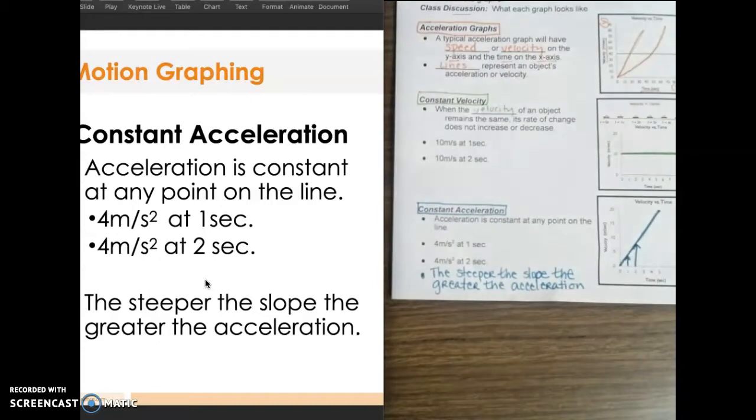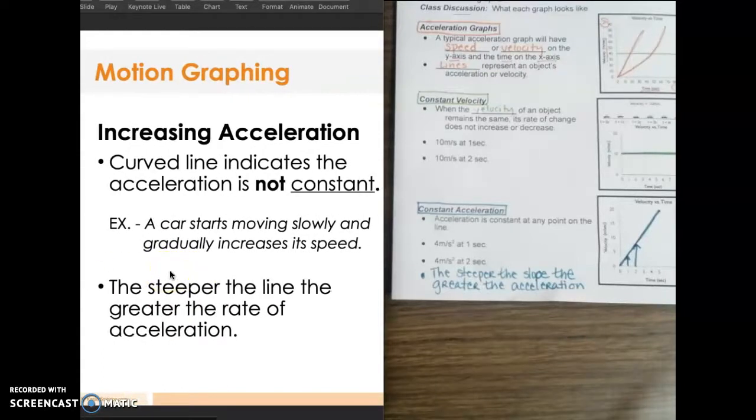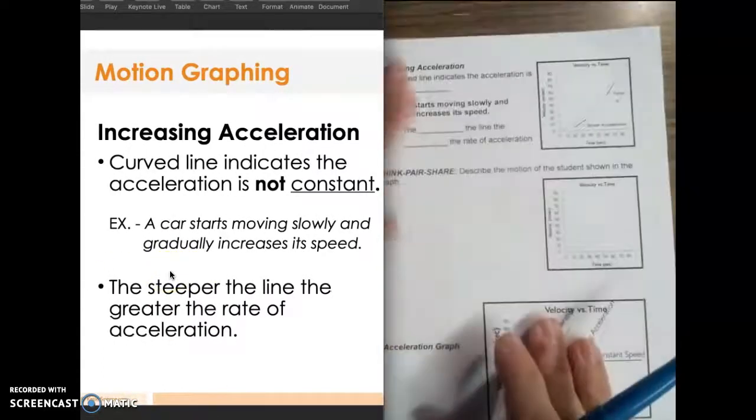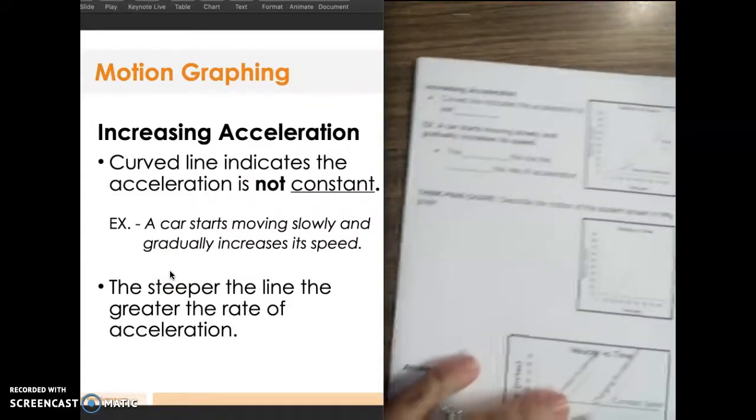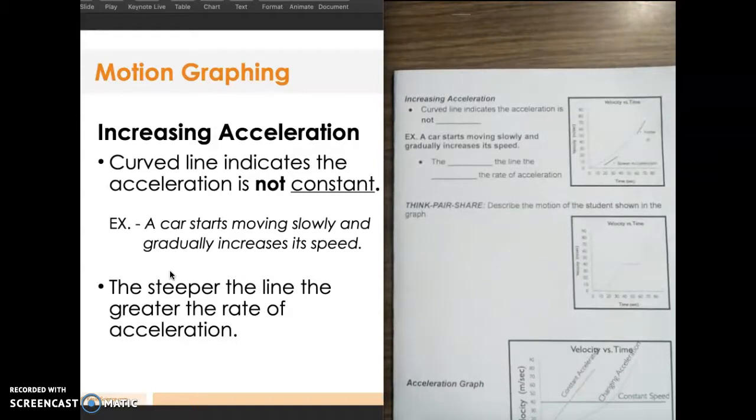Okay, so that looks like those kind of go together, little relationship with that. So the steeper the slope, the greater the acceleration on that one. Okay, all right, so let's go to our next section, and we're looking at increasing acceleration. So the top of our next page.